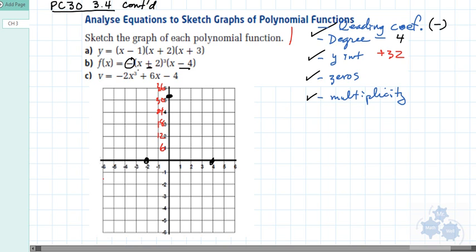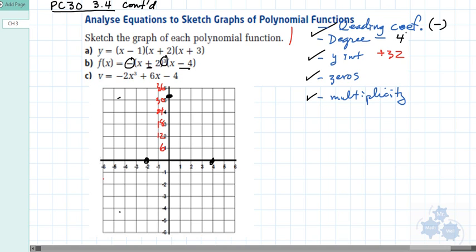And the multiplicities: at this one, what's the multiplicity? It is 3. So that's going to be tangent to and crosses, right? Now, where does this graph start? Does it start down here, or does it start up here?